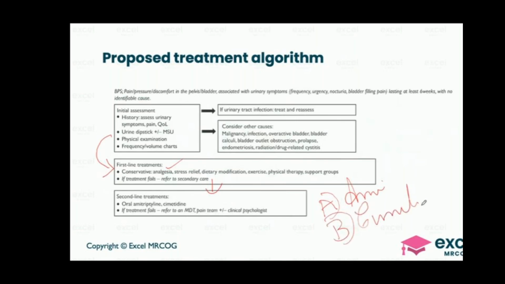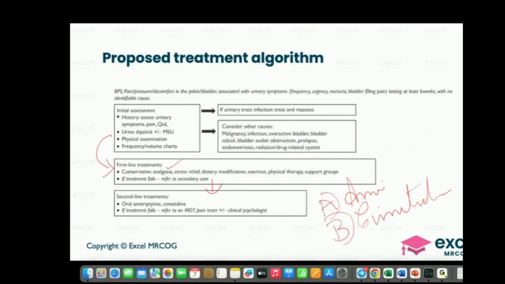Which one will you choose? Which one would you choose? You would choose? Come on. Hello, anybody?